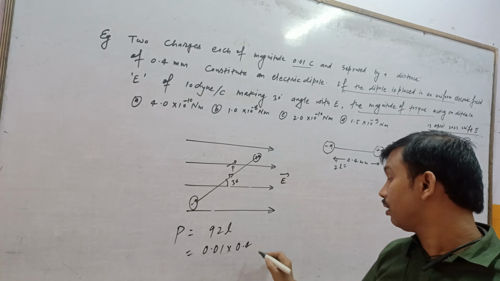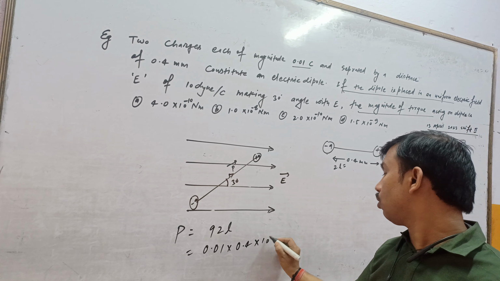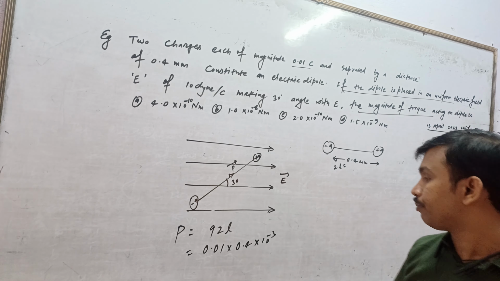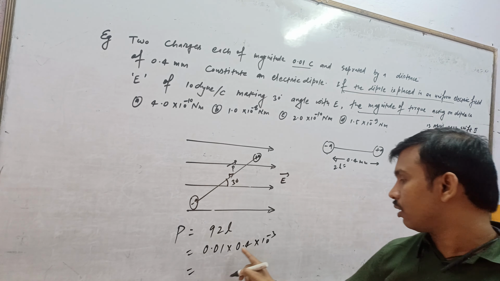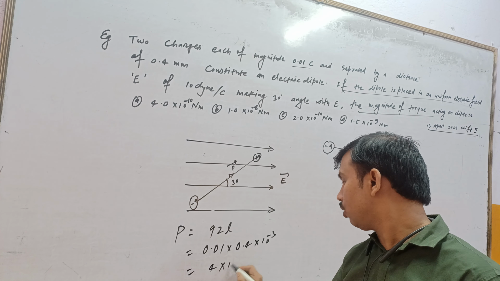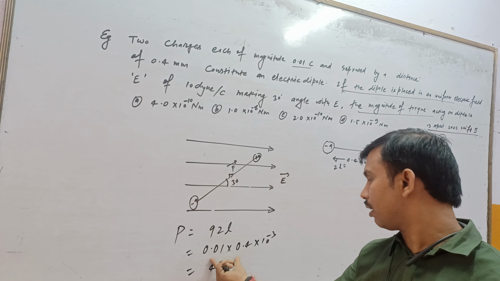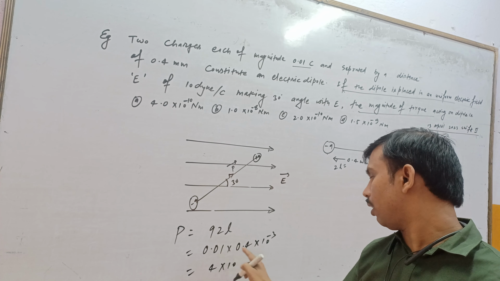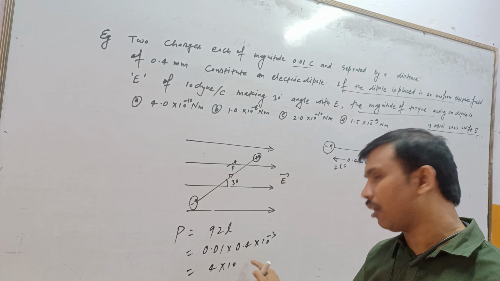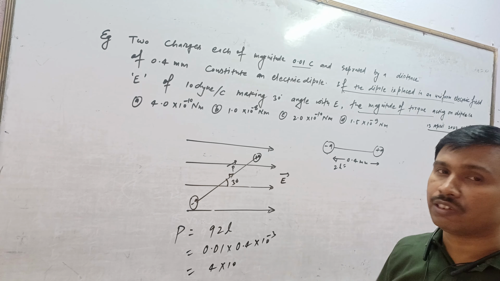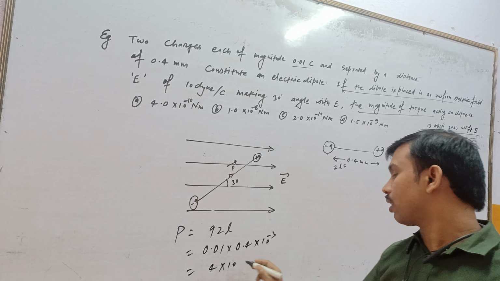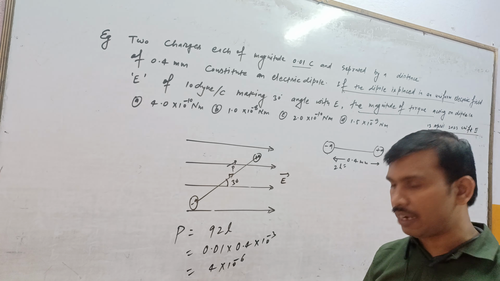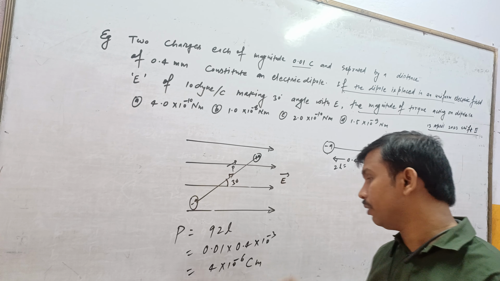Now we convert to meters. 1 millimeter is equal to 10 to the power minus 3 meter. Then we get 4 into 10 to the power minus 3 into 10 to the power minus 2, which can be written as 4 into 10 to the power minus 6 coulomb meter.